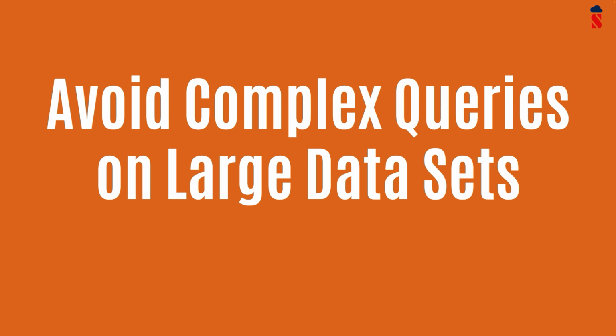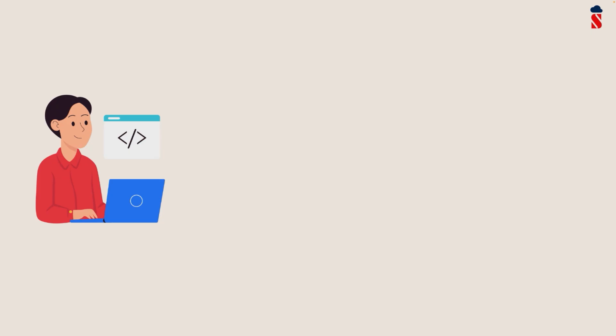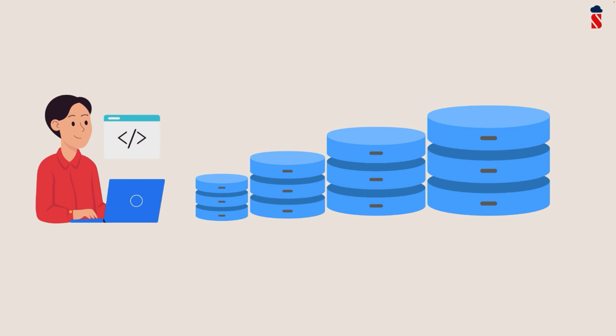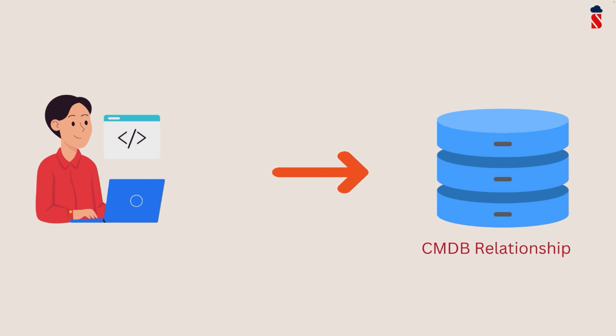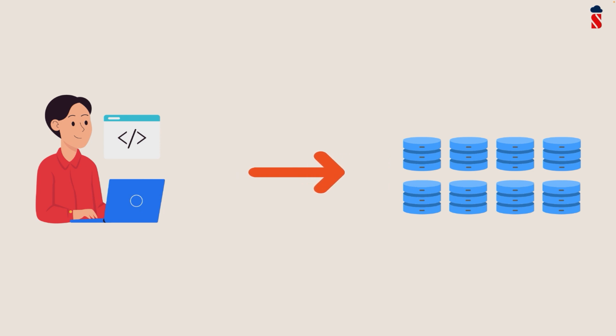Next is avoid complex queries on large datasets. As your ServiceNow instance grows, frequent searches on large tables can slow things down and affect performance. Let's consider a practical scenario. Let's say you need to fetch all the upstream and downstream services related to a CI selected on an incident. In this case, you will perform a query on the CMDB relationship table, and performing a query on the relationship table seems straightforward with a small CMDB consisting of a few hundred or thousand configuration items. But imagine a CMDB with millions of CIs and 100,000s of relationships. That query could take hours, and it's simply not practical.